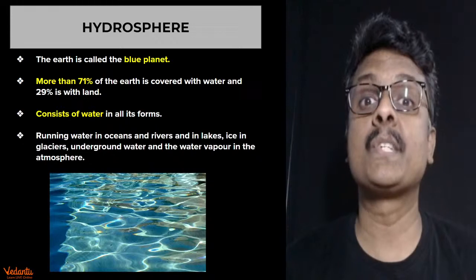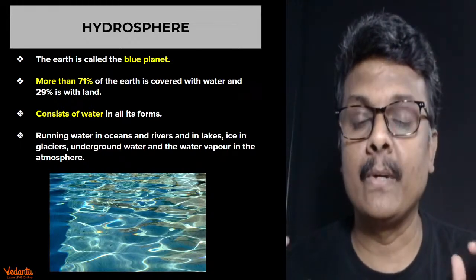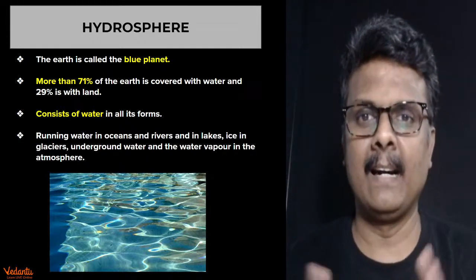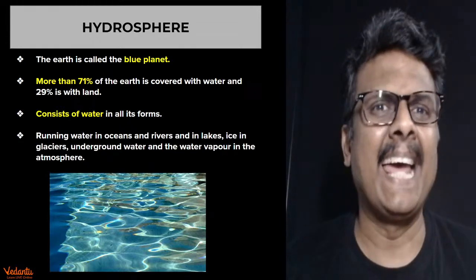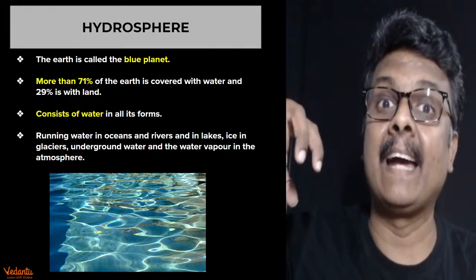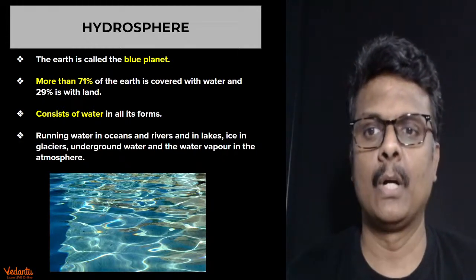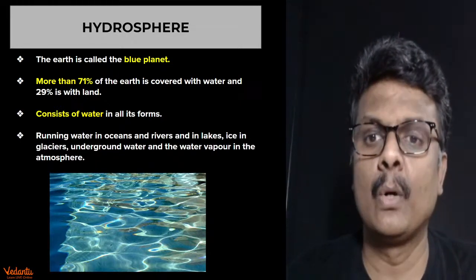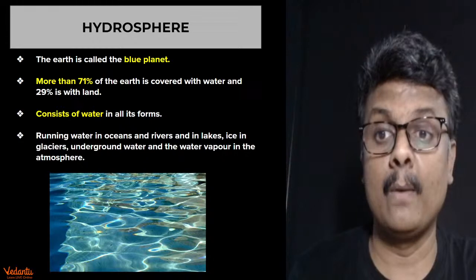Moving on, now it's time to learn about the hydrosphere. So we all know what the hydrosphere is. The zone of the earth which is covered by water, and more than 70% of the earth is covered by water, and you call that the hydrosphere. 29% is land.